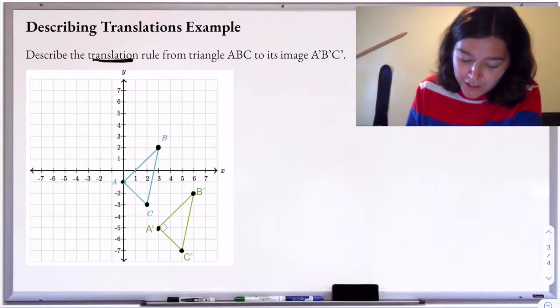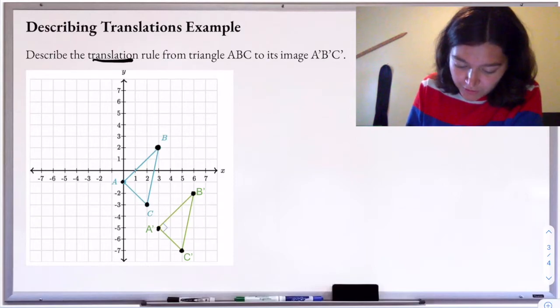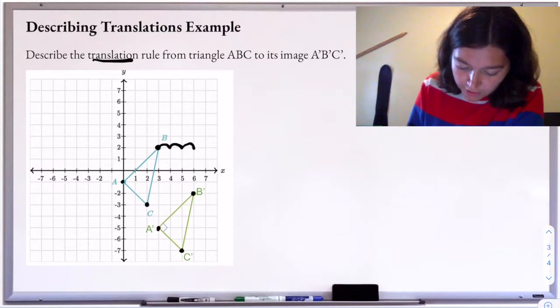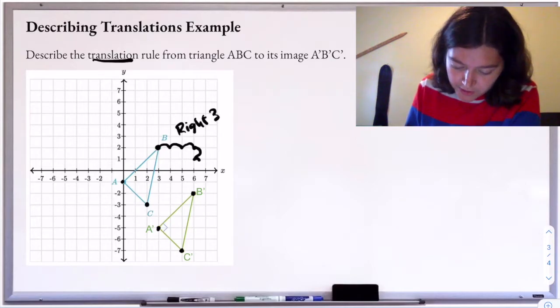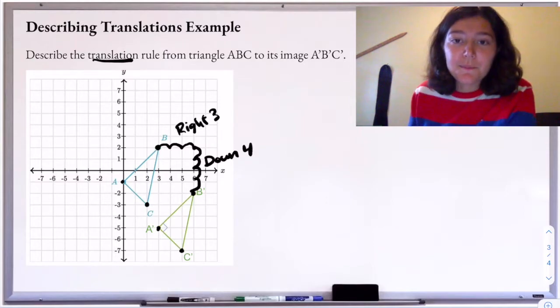So first I'll try to go left and right. In this case, I'm going to be going right. Okay, so I start with B. I'm going to move 1, 2, and 3 to the right. And then from here, I can go down 1, 2, 3, 4. And when I do that, I will have moved B to B prime.